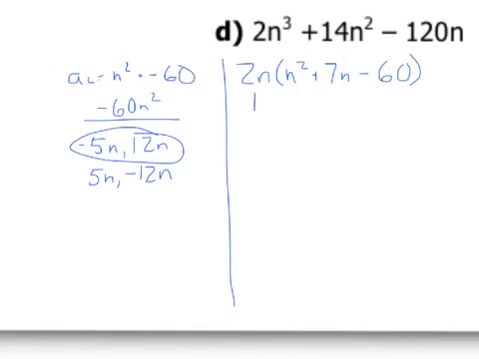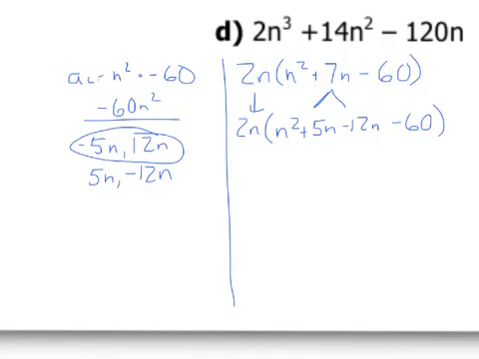So remember, GCF stays out front. Inside, I'm just going to break 3 terms into 4 terms. So the first one stays. 7n breaks into plus 12n minus 5n. And then negative 60 stays the same.